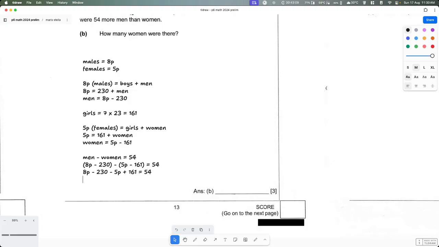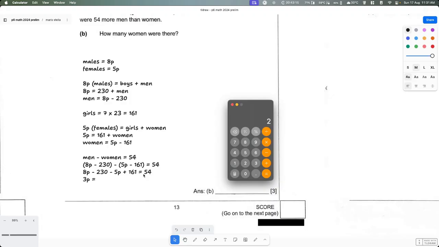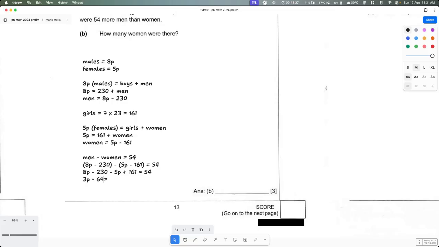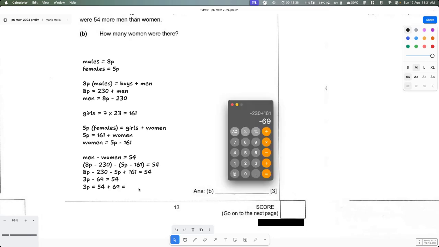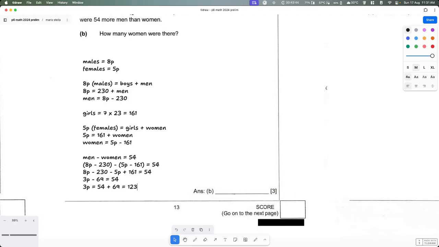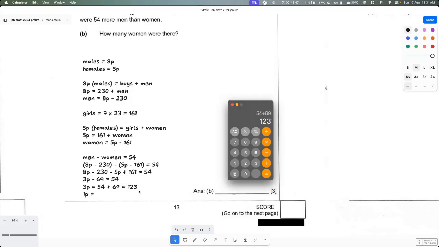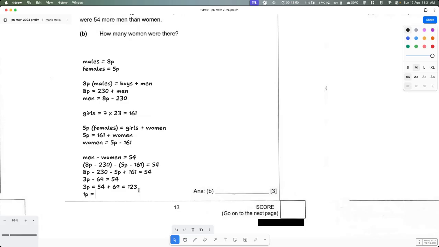So 8 parts minus 5 parts is 3 parts, equal to minus 230 plus 161, which will become minus 69, equal to 54. So 3 parts equal to 54 plus 69, which is 123. So one part is equal to 123 divided by 3, which is equal to 41.